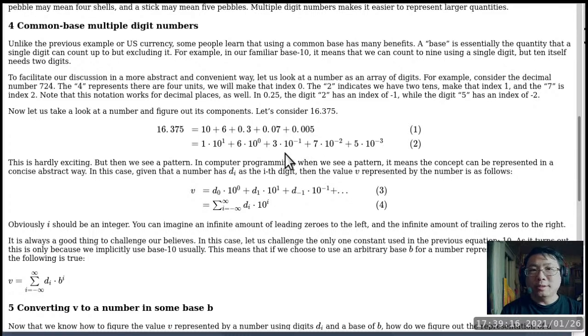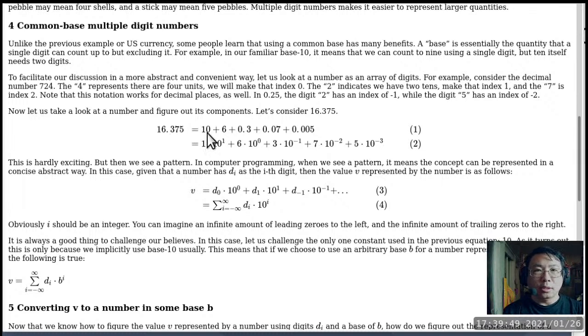So what the second line is really showing us is when we look at a number, each digit is telling us the quantity of a power of whatever base we're dealing with. Okay, so I'm going to say that one more time. When we look at a number such as 16.375, each digit is telling us the quantity of a particular power of the base of this particular number. In this case, it's a base 10 number. So we're talking about powers of 10.